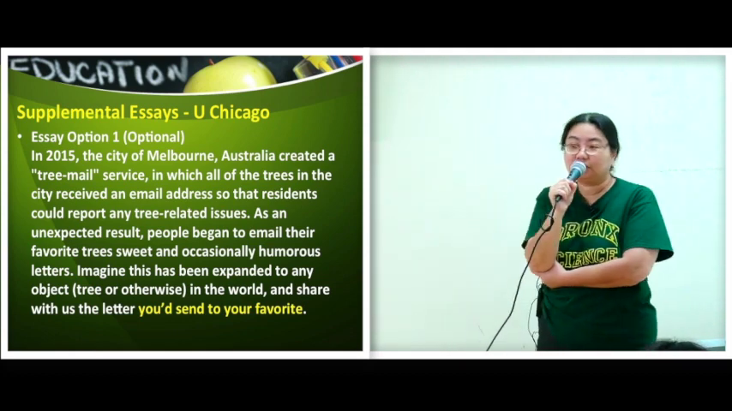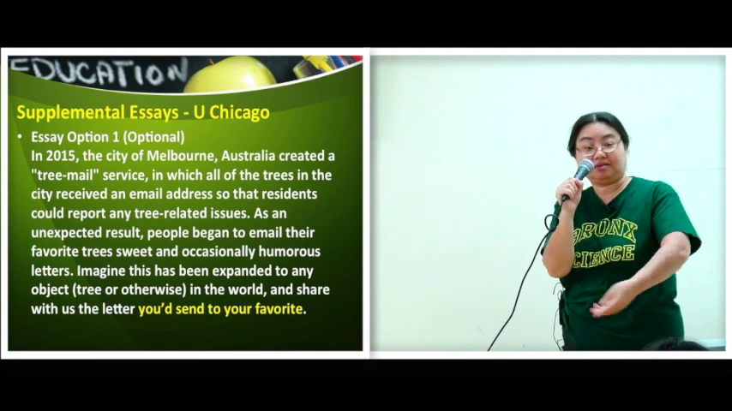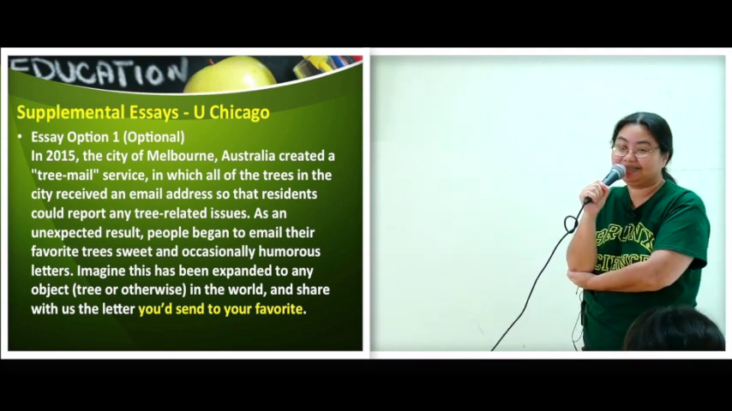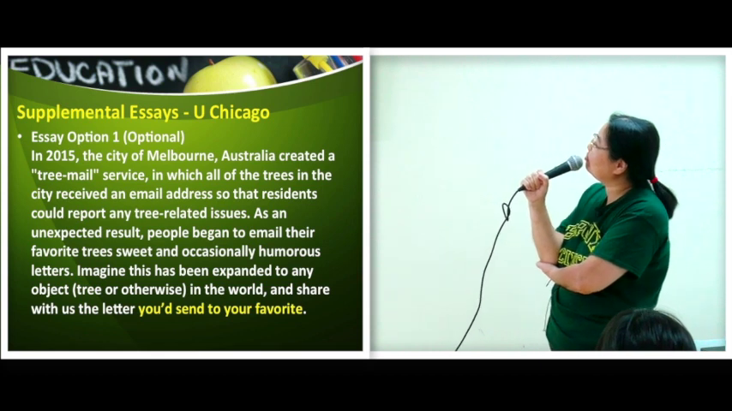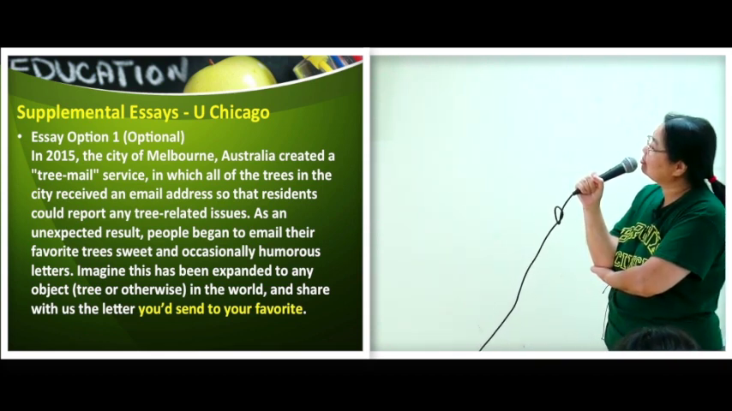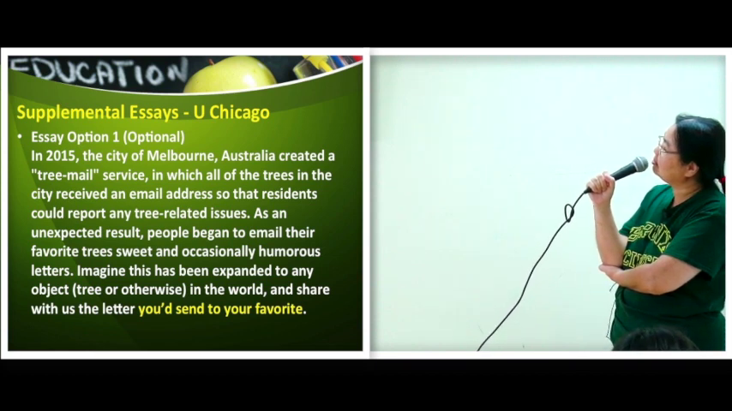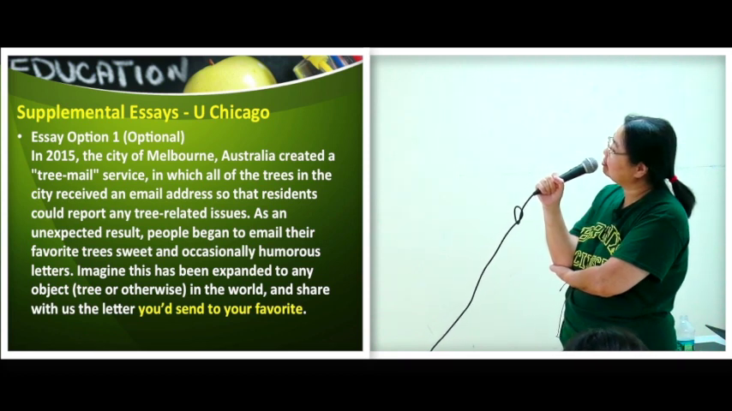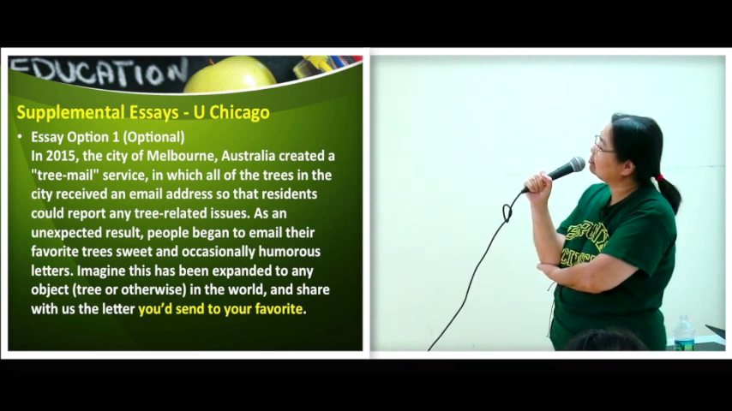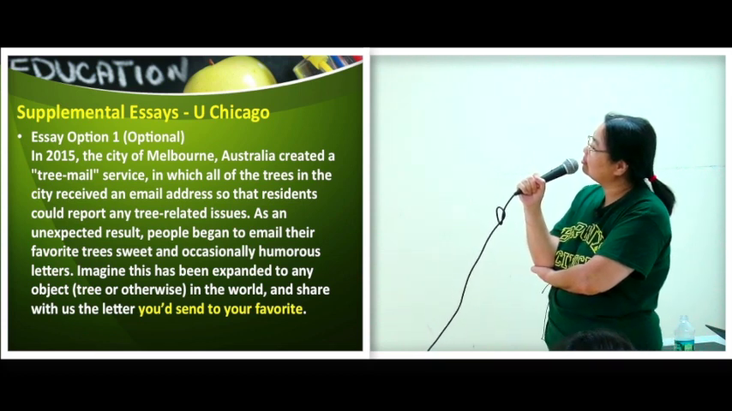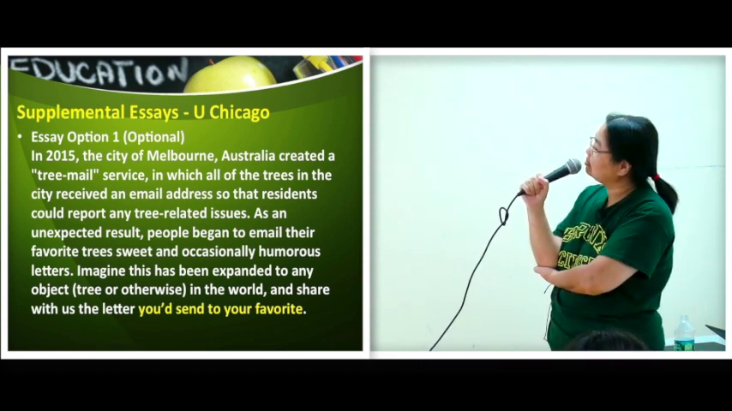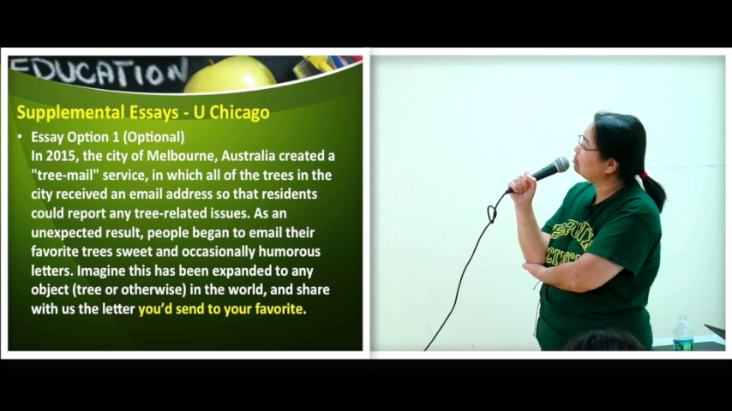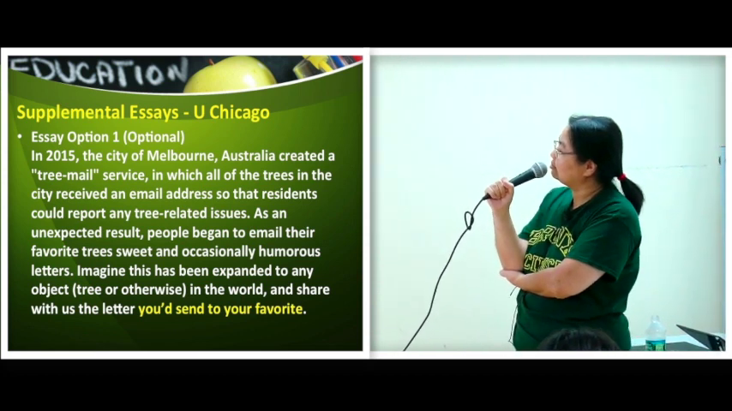Okay. Who can read that segment? Can you read? Yeah. Loudly. In 2015, the city of Melbourne, Australia created a tree mail service in which all of the trees in the city received an email address so that residents could report any tree-related issues. As an unexpected result, people began to email their favorite trees, sweet and occasionally humorous letters. Imagine this has been expanded to any object, tree or otherwise, in the world, and share with us the letter you sent to your favorite.